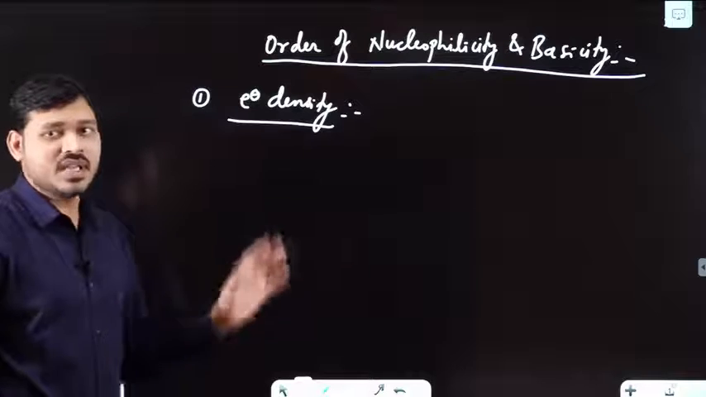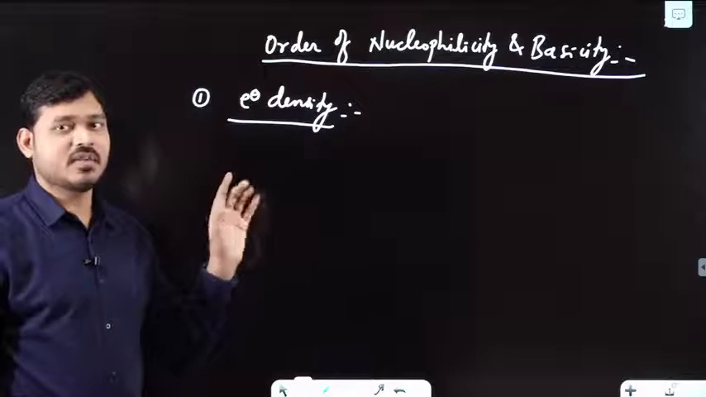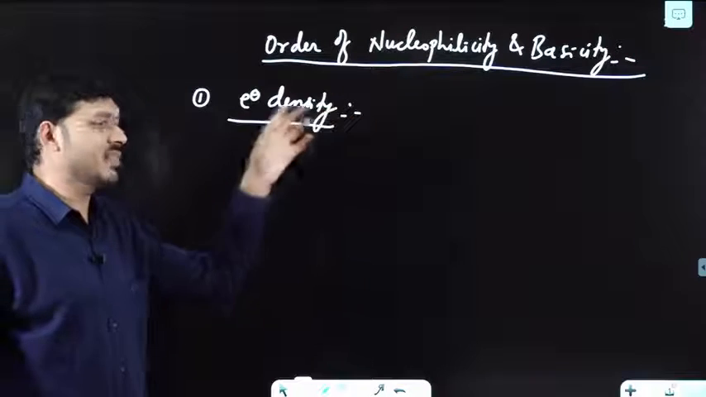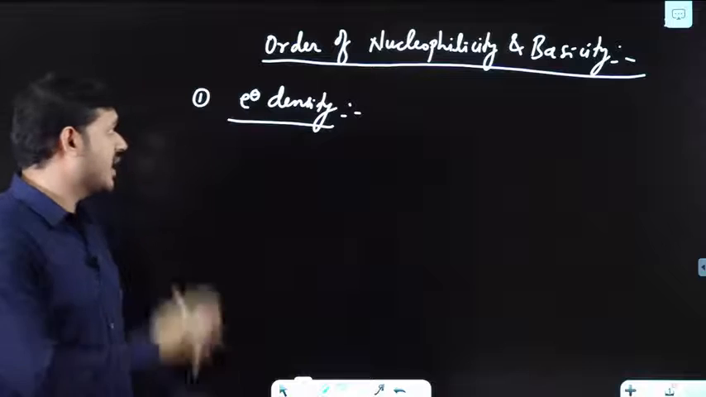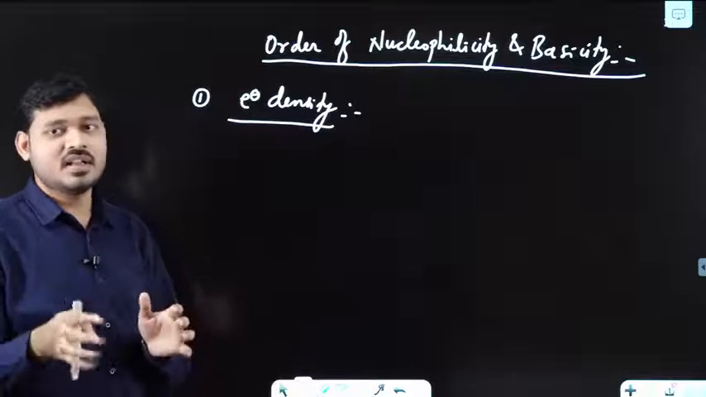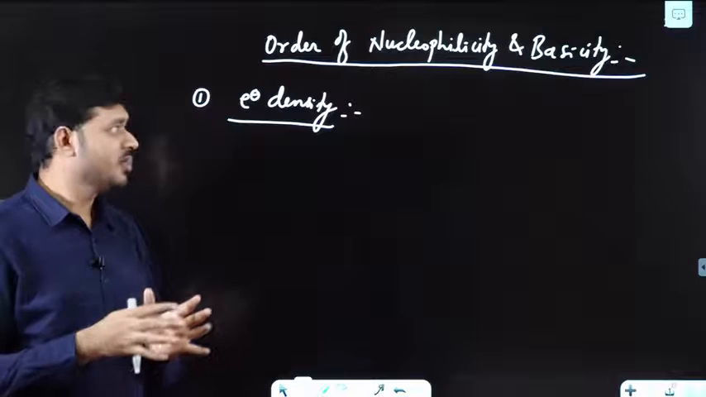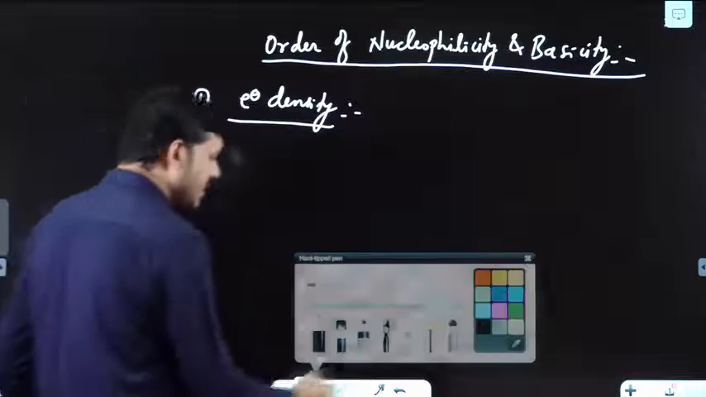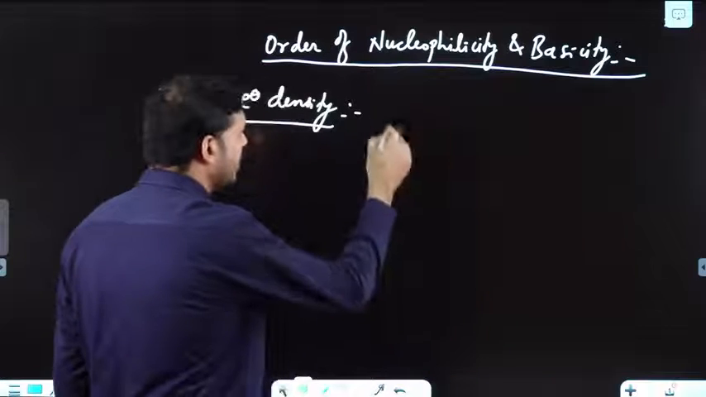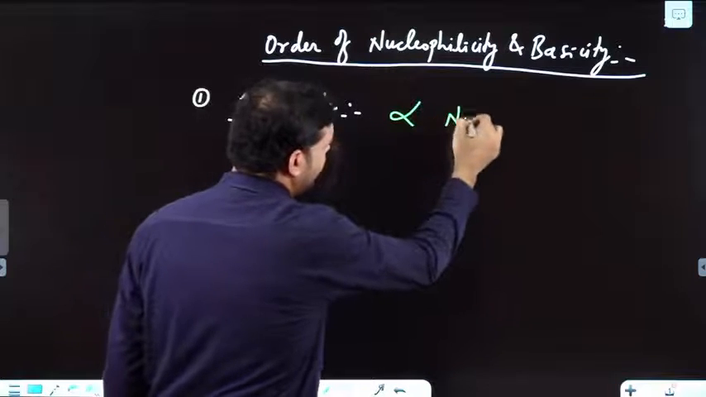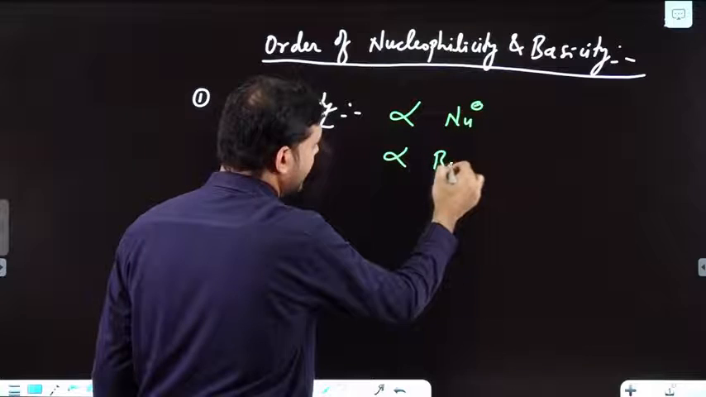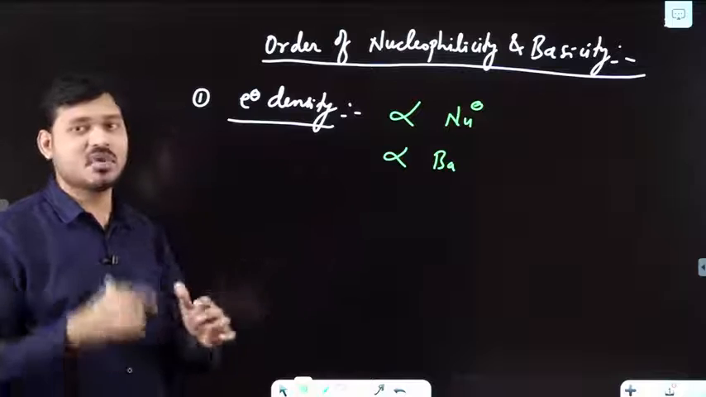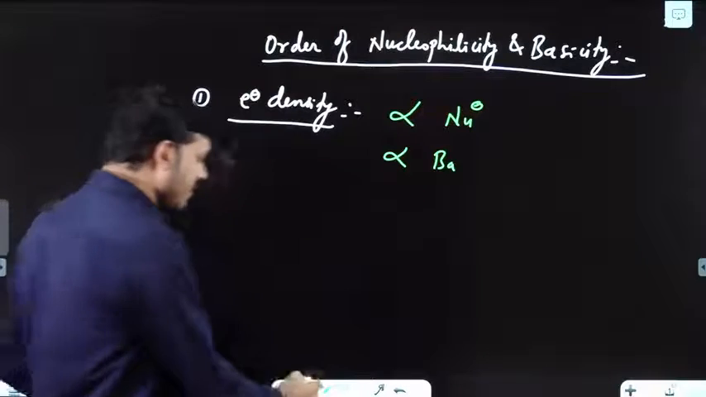See, when you say electron density, this is the first factor I am discussing on which nucleophilicity and basicity depend. If electron density is higher, then definitely it will be more nucleophilic and definitely it will be more basic. Clear? So basicity and nucleophilicity are both directly proportional to electron density, meaning their order will be the same with respect to electron density.